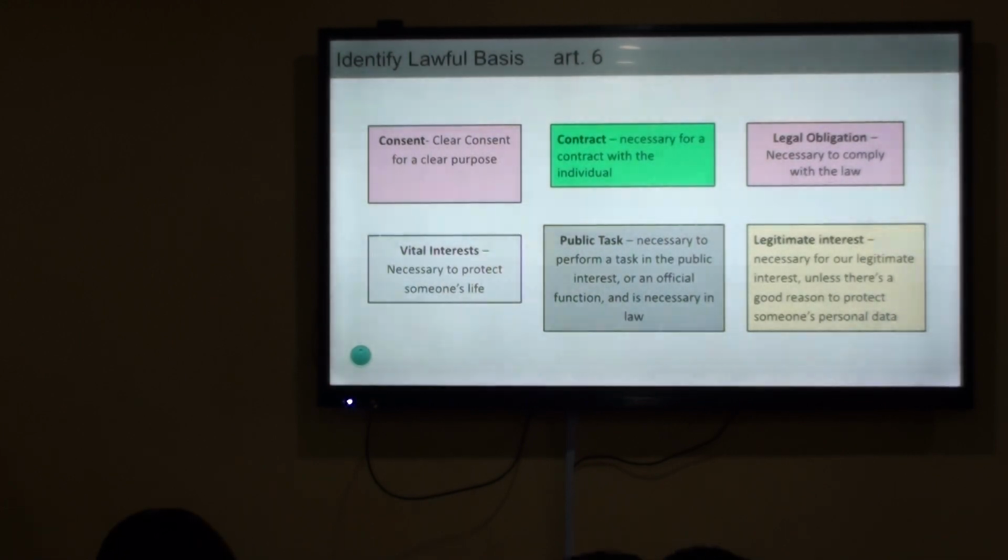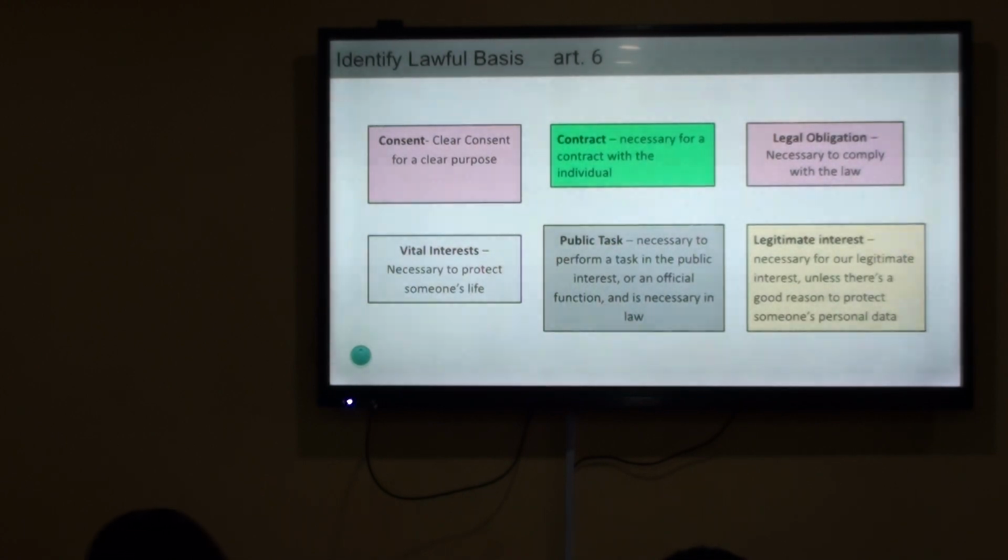Yeah, so you can, but 99% of what we do is for public task. So that's necessary to perform a task in the public interest or an official function, or it is necessary in law and legitimate interest. So in Europe, data protection authorities encourage researchers not to use consent as a lawful basis for processing. Consent is always the wrong basis for processing.